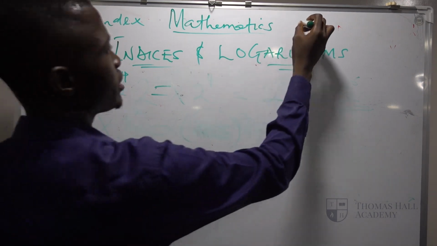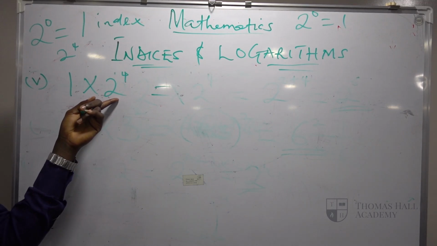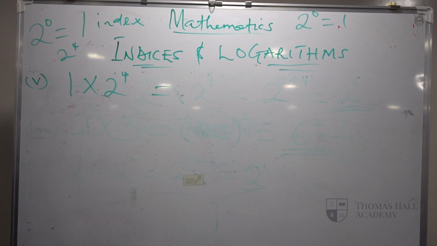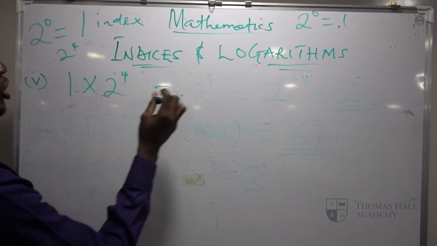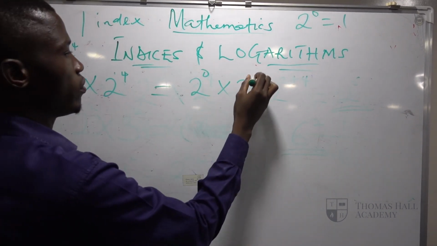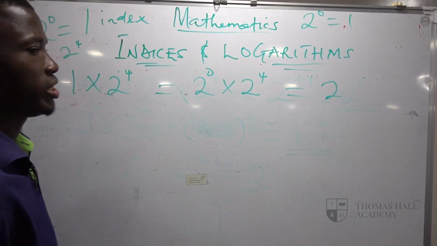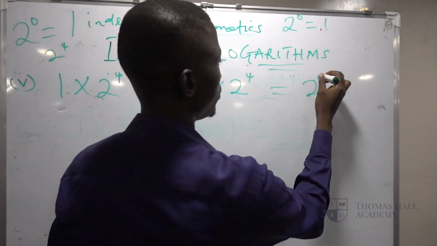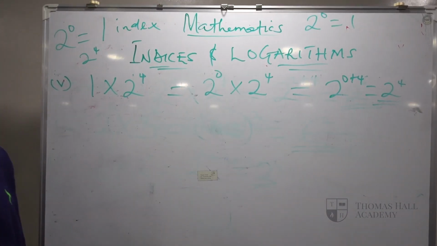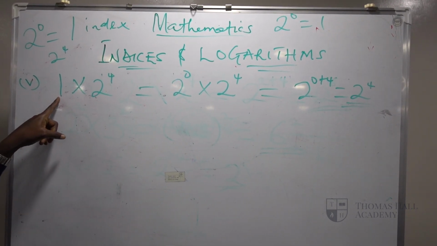Like I said, anything raised to power 0 is 1. So because this other number has base 2, we have to express this 1 also to base 2. 1 can be written as 2 raised to power 0 times 2 raised to power 4. The bases are the same. We write out 2, one of the bases, because they are the same. Then let's add the powers, 0 plus 4, which gives us 2 raised to power 4.